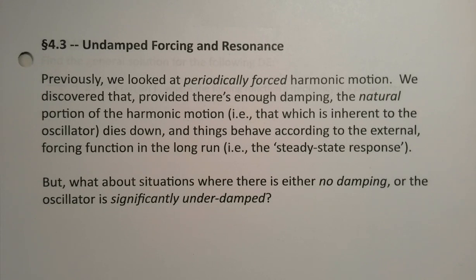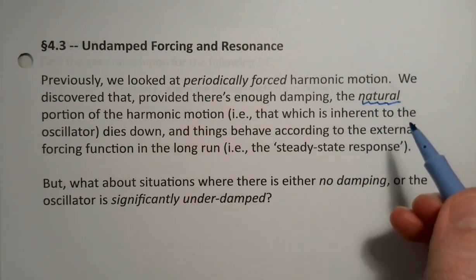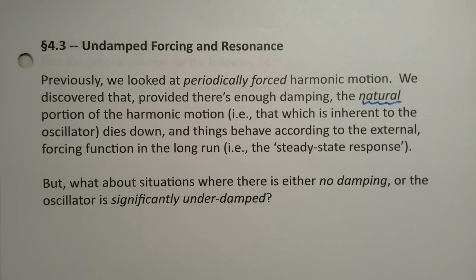Previously we've looked at what happens when you have a forced harmonic oscillator, and then in section 4.2 we paid close attention to what happens when that's a periodic forcing function. And we discovered that if there's enough damping, that natural portion of the harmonic motion, the stuff that's inherent to the oscillator, just kind of dies down, heads to zero, because if there's enough damping, it would just die down anyway. But it's the external forcing function that plays a role in the long run.